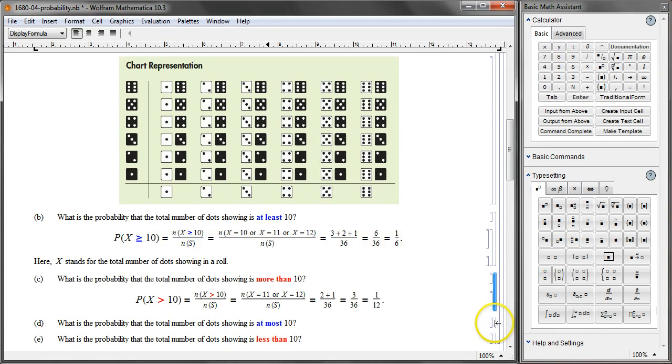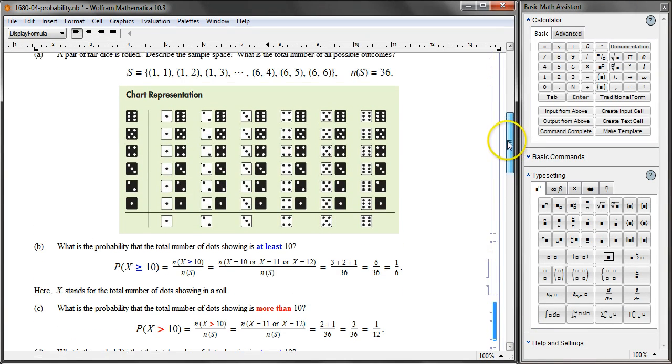In contrast, what is the probability of getting a number of dots more than 10? In this case, 10 is not included. More than 10, so it's 11 or 12. So how do you get that? There are 2 possible ways to get 11 and 1 possible way to get 12. So we get 2 plus 1, 3 out of 36. The answer is 1/12.